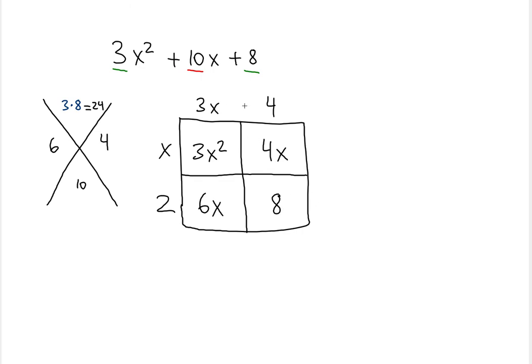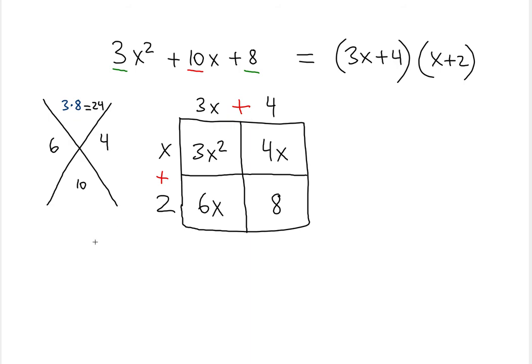So now that you found these outside terms, you can add them together to give you individual binomials that will serve as the factors. As a result, this is equal to 3x plus 4, the first factor, multiplied by x plus 2. And you can check that by using the FOIL method; you will indeed get 3x squared plus 10x plus 8. All right? So this is the way to do this.